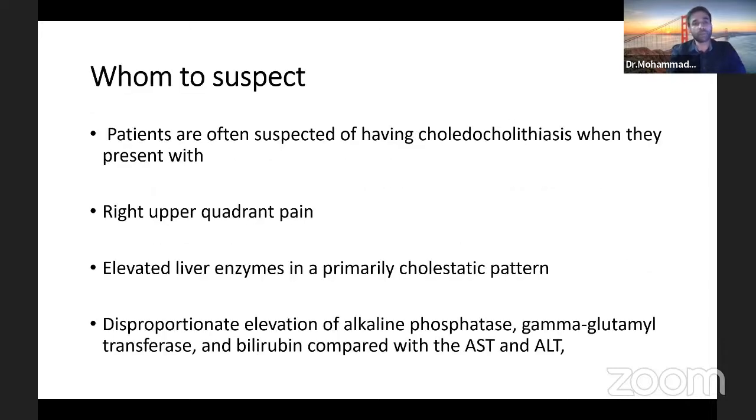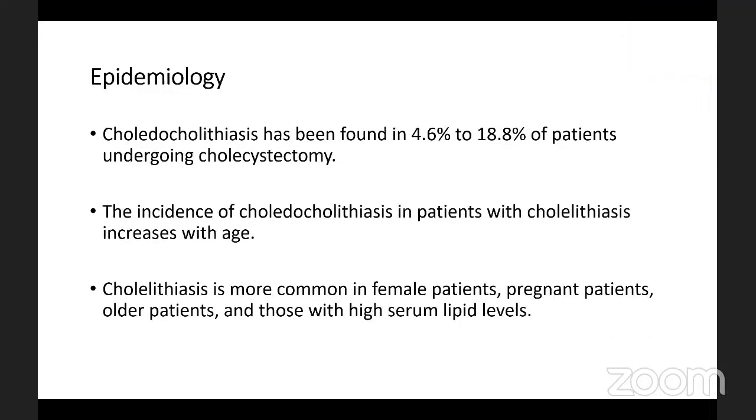But which patient should we suspect? Patients are often suspected when there is right upper quadrant pain, and they have elevated liver enzymes, particularly a cholestatic pattern, with concomitant gallstones, or there is disproportionate elevation of alkaline phosphatase, GGT and bilirubin compared to AST and ALT. There's a disproportionate elevation in the LFT picture.